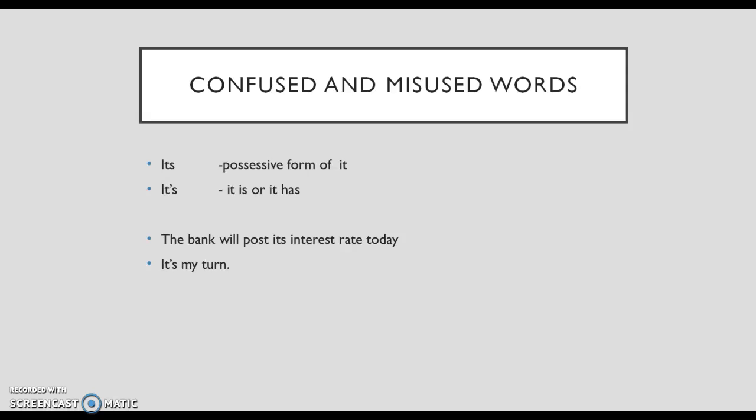It's and its. ITS is a possessive form of it. IT apostrophe S means it is or it has. The bank will post its return interest rate today. It's my turn.